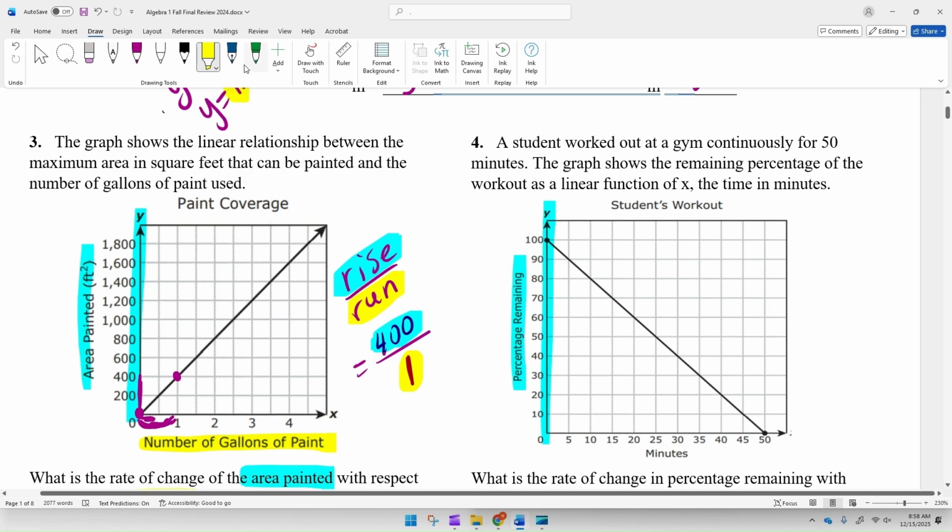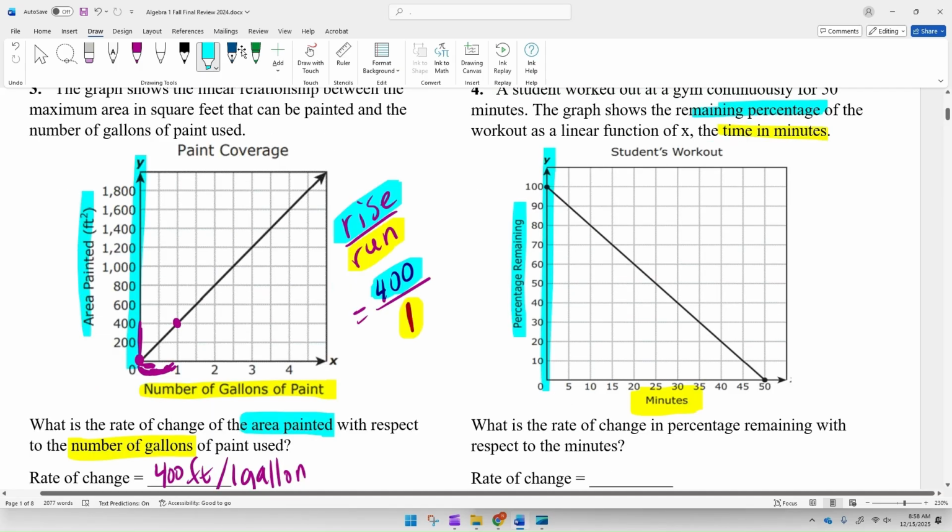And then our x is minutes. All right, so the linear function, time in minutes, okay? We're looking at the percentage as the y value, remaining minutes. So we want to go to the rate. So I've got this point right here, and I've got this point here.